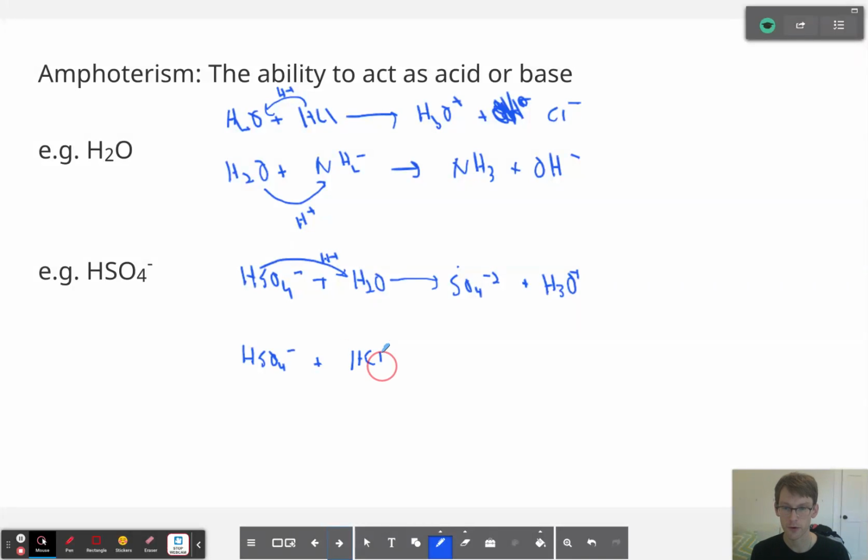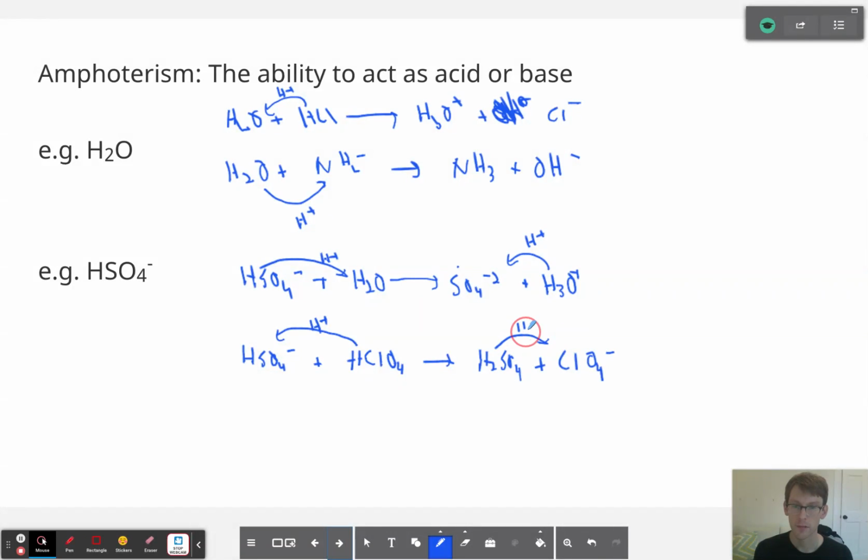So what if we had HClO4, an even stronger acid? Well, in this case, there still would be equilibrium, but we would have H2SO4 plus ClO4 minus. And that's just caused by the HClO4 transferring an H plus. And yeah, you can get the reverse happening as well. In both of these cases, you could have the H plus cause this to go in reverse.